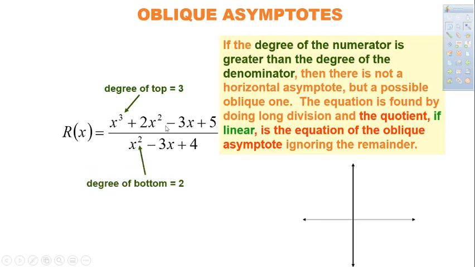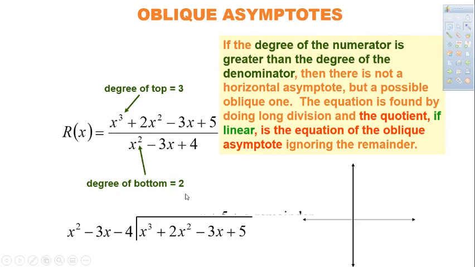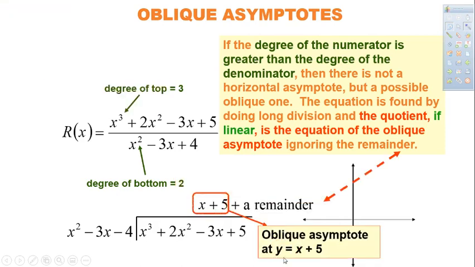And if we factor and simplify and there's no cancellation, basically what we have here is long division. We do the long division. We get x plus 5 plus a remainder, and the remainder is a constant. That expression there, x plus 5, indicates the oblique asymptote. It's a slanted straight line. So the equation y equal to x plus 5 is the oblique or slant asymptote.